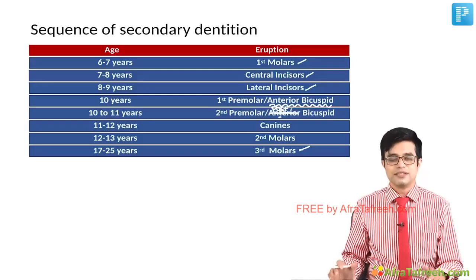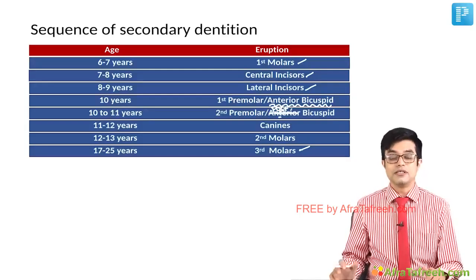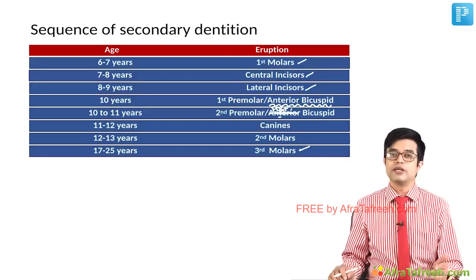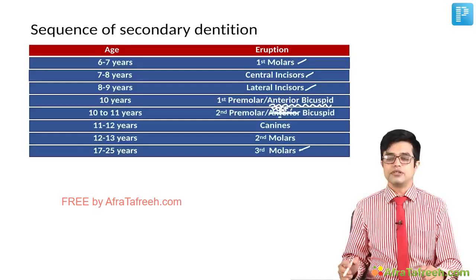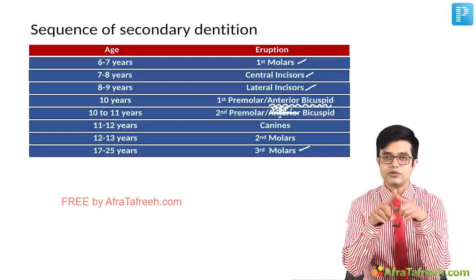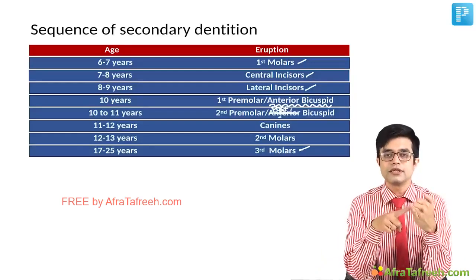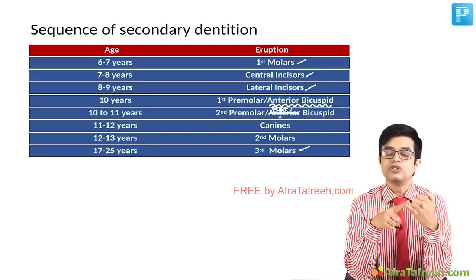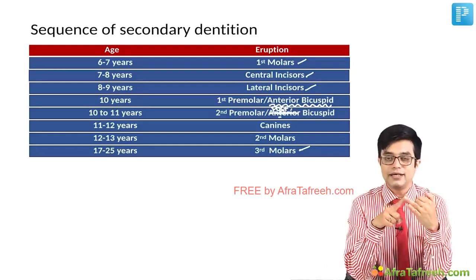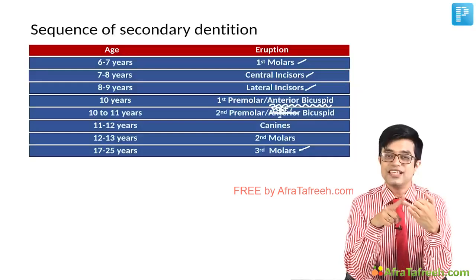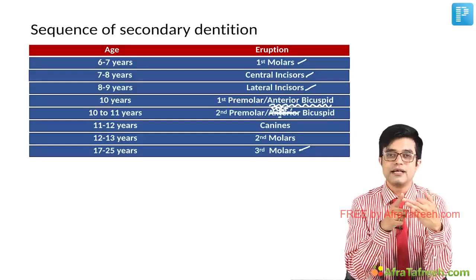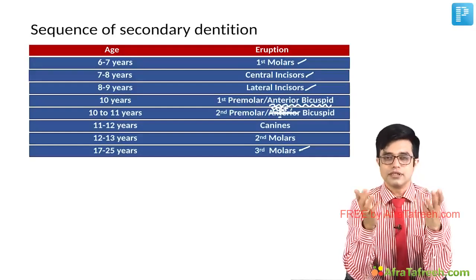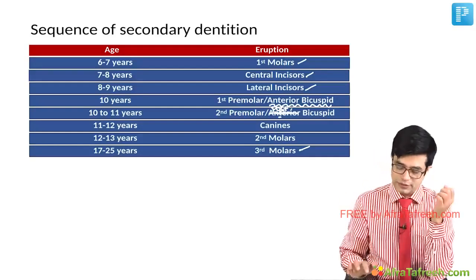But third molar is the wisdom tooth. Time of appearance is variable and may or may not erupt in all individuals. So this is the sequence of secondary dentition. What is important for these two tables which I have showed you is, first, you need to know which tooth is erupting at what time. Secondly, you should know the sequence. In primary the sequence is different, in secondary the sequence is different. So this is what you need to remember.